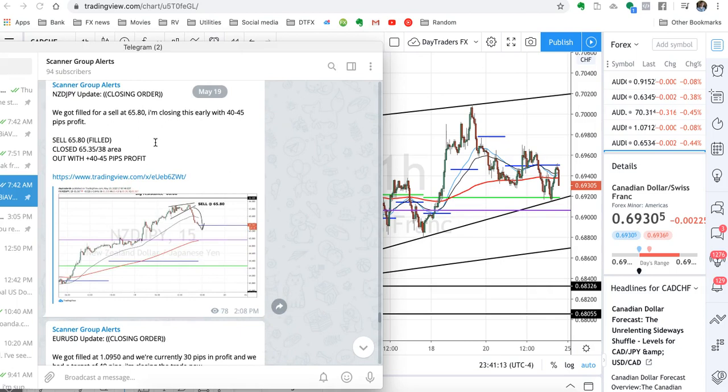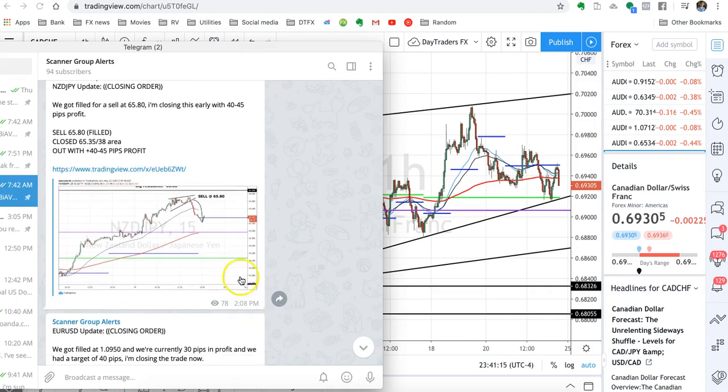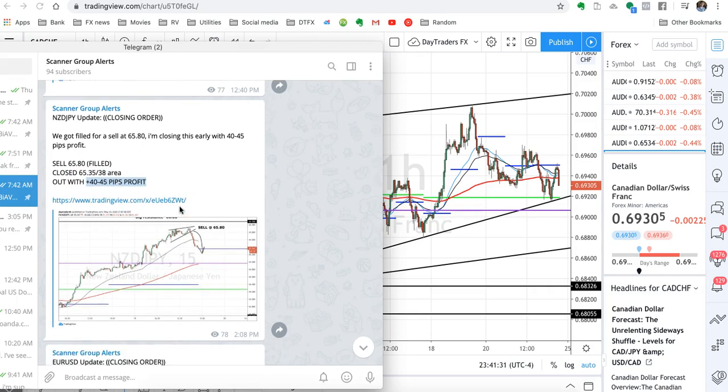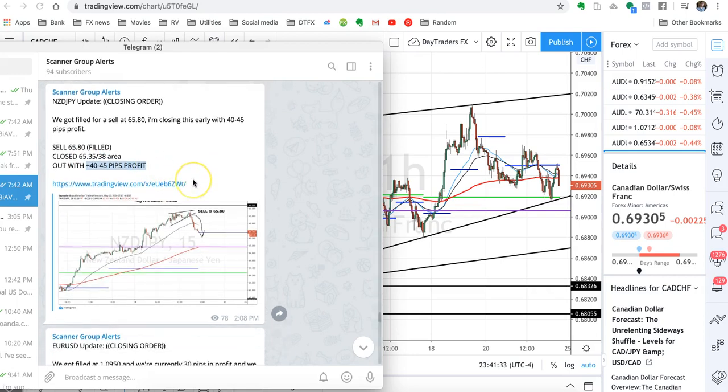So not too much longer on the same day here, several hours later, I said, you know what? Our New Zealand yen closing order's happening. We're going to get out of this thing. We got in at 65.80. We're going to close it out at 65.35-ish area for about a 40 to 45 pip profit on the trade. So we were in and out in several hours, worked out pretty well.